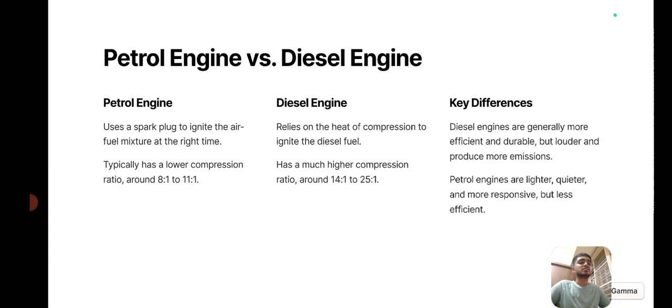Petrol engine versus diesel engine. Key differences: a petrol engine uses a spark plug to ignite the air-fuel mixture at the right time, and typically has a lower compression ratio, around 8:1 to 11:1. A diesel engine relies on the heat of compression to ignite the diesel fuel, with a much higher compression ratio, around 14:1 to 25:1. Diesel engines are generally more efficient and durable but louder and produce more emissions. Petrol engines are lighter, quieter, and more responsive but less efficient.